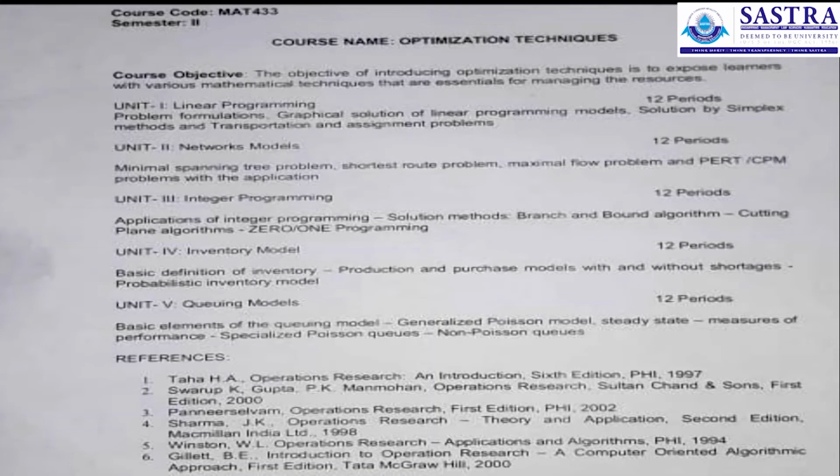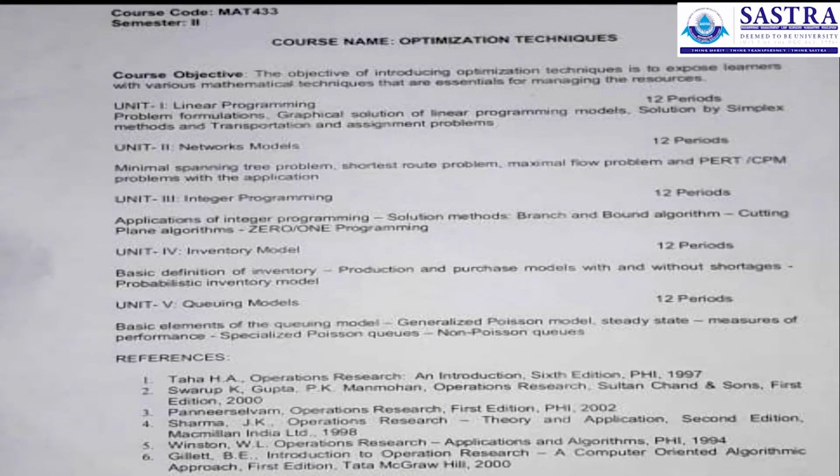Integer programming. Already we have covered linear programming. Now if the variables involved are not assuming fractional values, only integral values, then that programming is called integer programming. Once again, its application is vast, and that will also be dealt with while I teach this chapter.